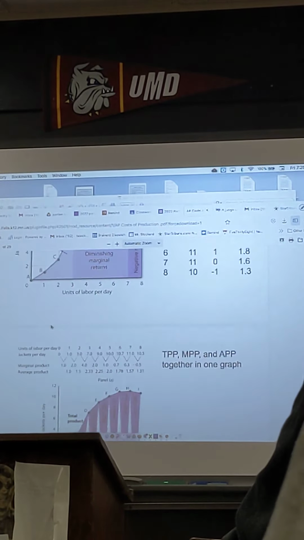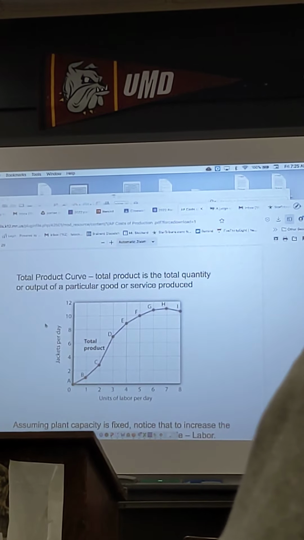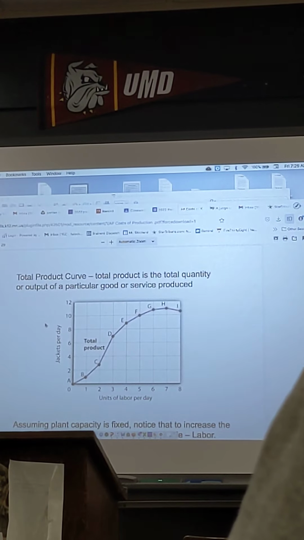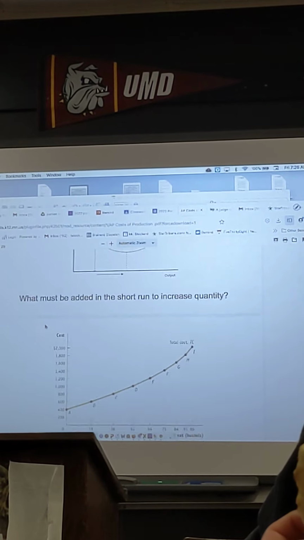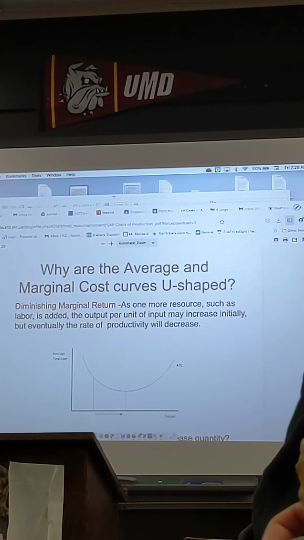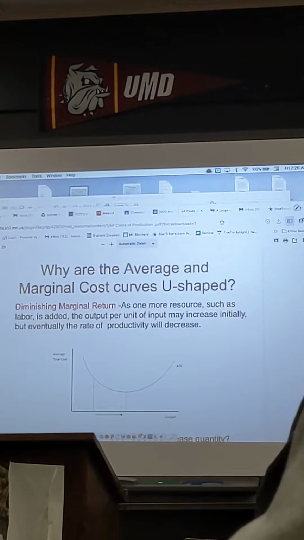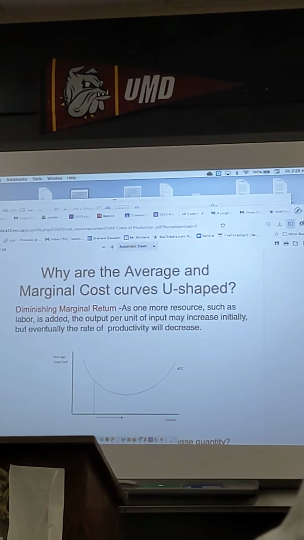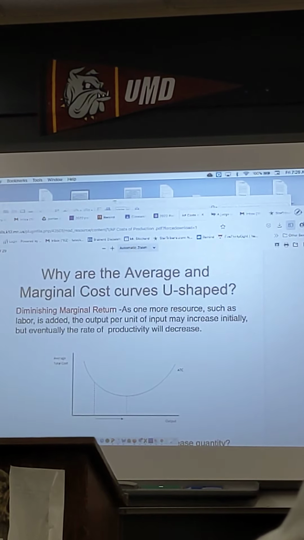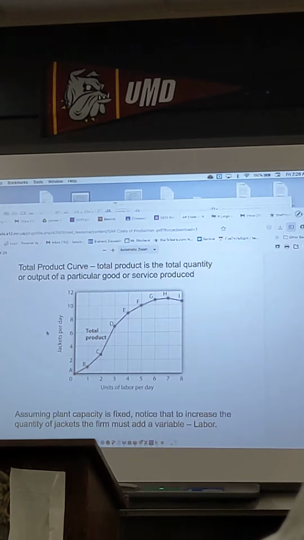The only thing I'm worried about is this marginal physical product graph. A lot of you did well on the test, but a lot of you did not. So remember, when we were looking at why average and marginal cost curves are U-shaped, this is short run. We're going to add more labor to get more output, and when we do that, remember, diminishing marginal return, we're not getting as much output per unit of input. You have to be able to look at a graph like this and understand what this means.